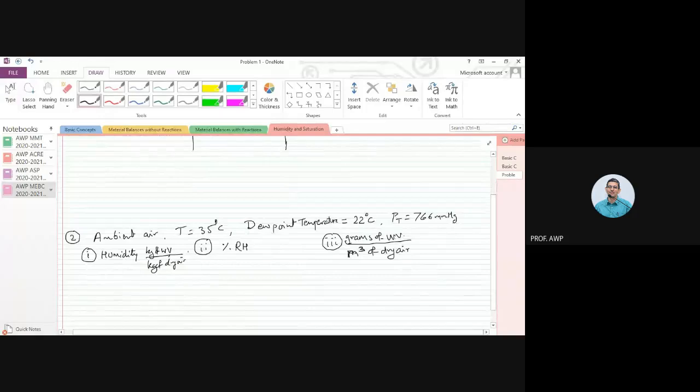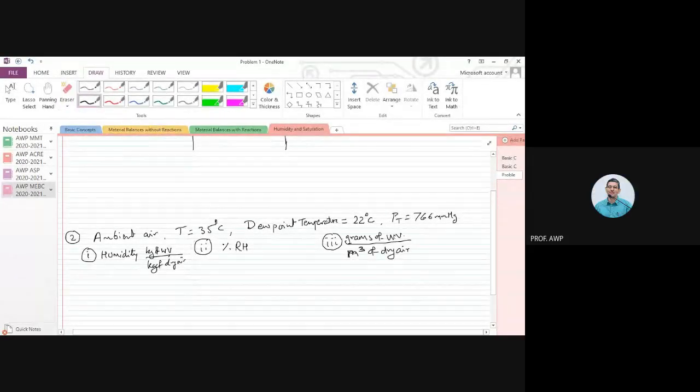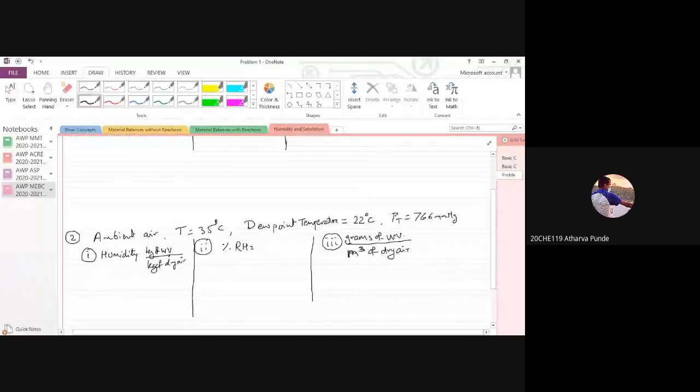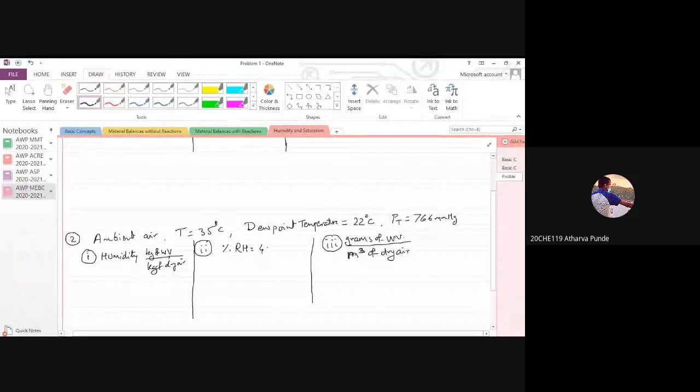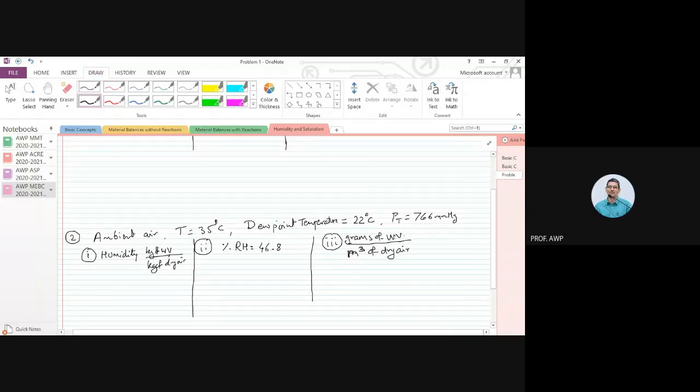Anybody has done the second problem? For the second problem, the relative humidity is 100%. How is that possible? Then dew point would have been 35 degrees centigrade. Oh, yeah, sorry sir, my mistake. No problem. So humidity is 46.75%. Yes, sir, I got 46.7. Learn to round off. 3 or 4 significant digits is more than enough.